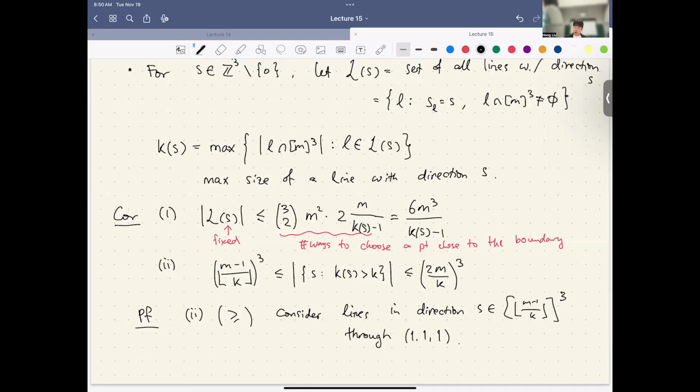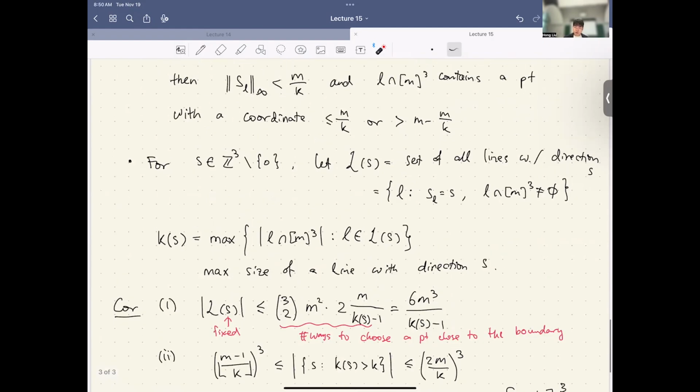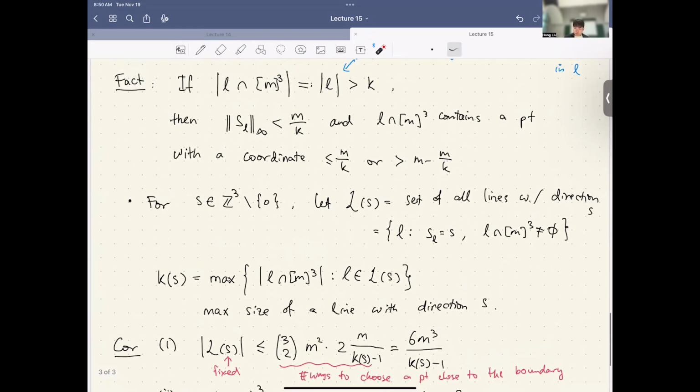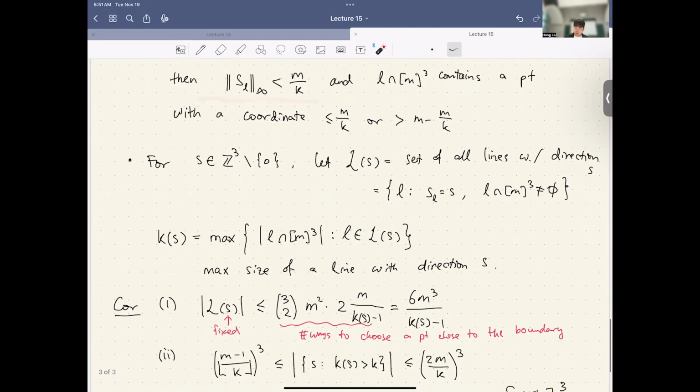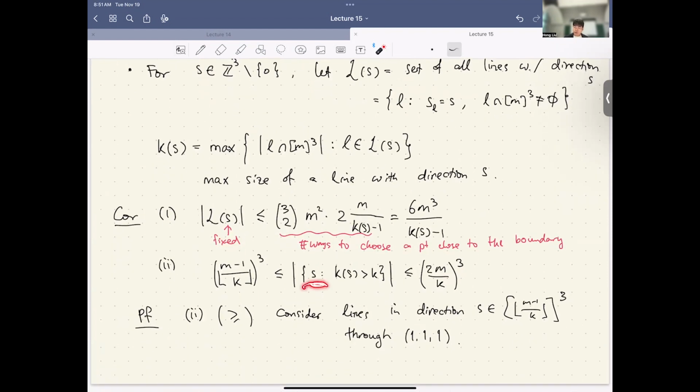Okay. For the upper bound, why is this true? This is just simply because if every line is of size at least k, then its direction must have infinity norm less than m over k. So this choice of s is at most, for each one of these coordinates, less than m over k. So together, m over k to the infinity.